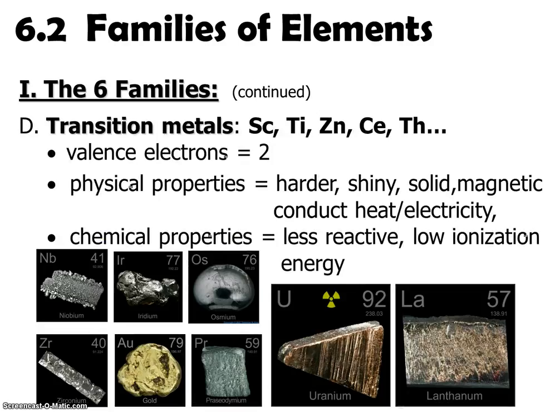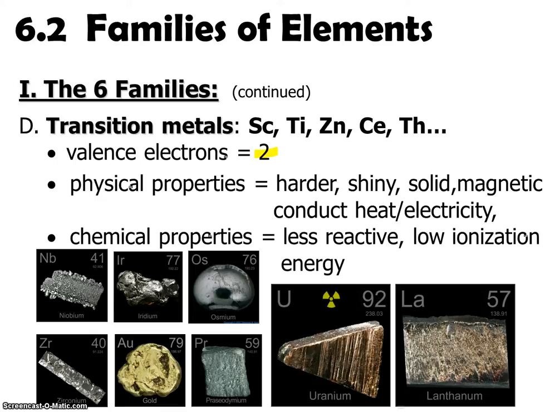So the transition metals would include everything from scandium and titanium on the left to zinc on the right, including cerium and thorium and other of the elements towards the bottom of the D and the F block. These also in general have 2 valence electrons. Some of them have 1. Some of them will also have exceptions.